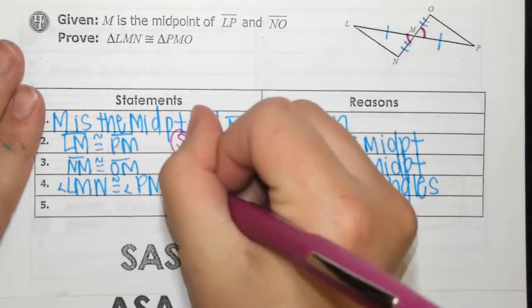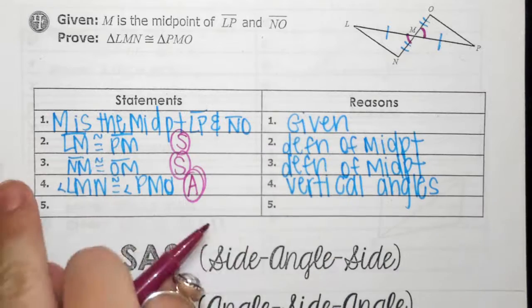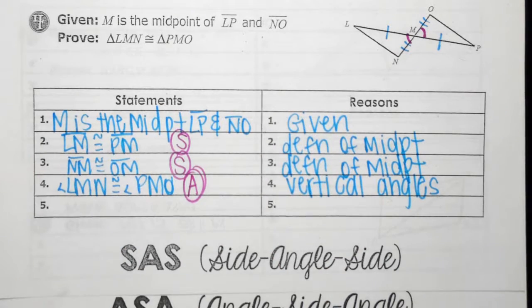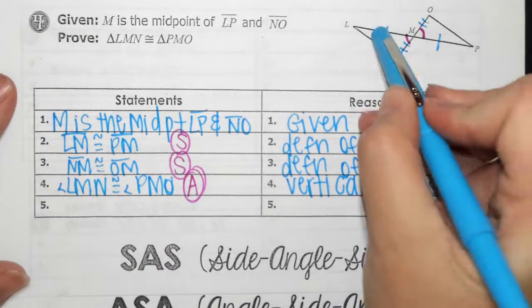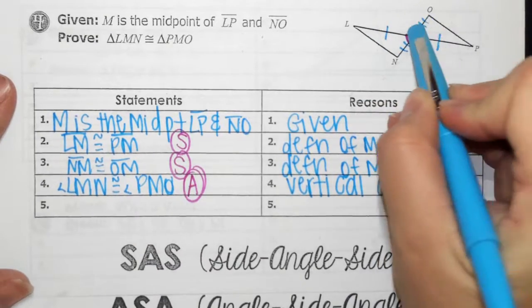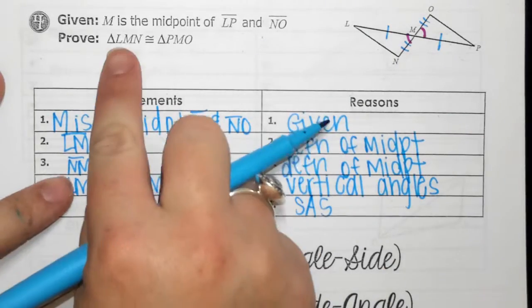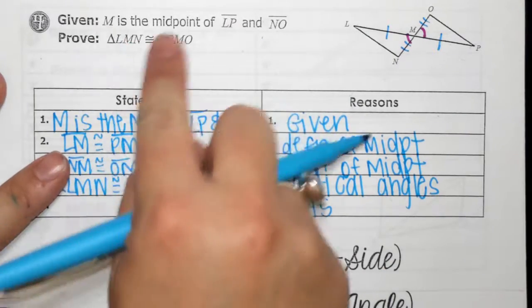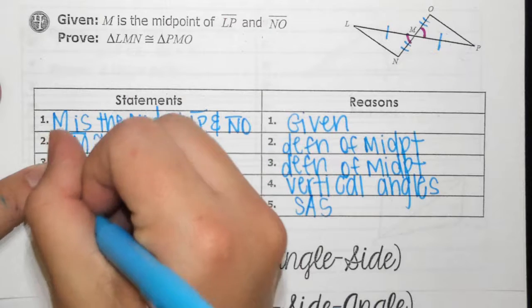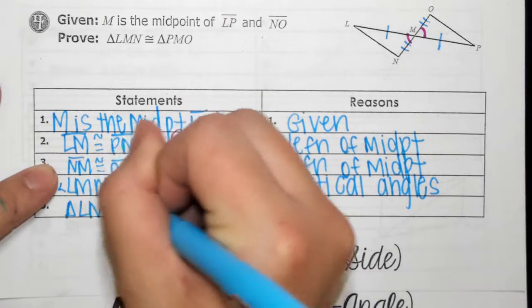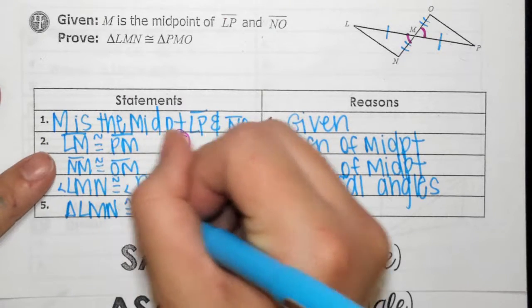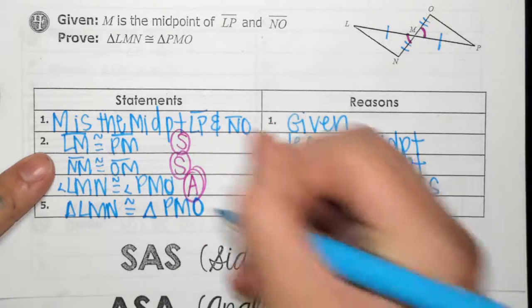Is it okay that I didn't go in order right here? Like, A's not in the middle? It's okay, as long as you know side, angle, side. Say by SAS. Now, this right here, it goes last, right? So triangle LMN is congruent to triangle PMO.